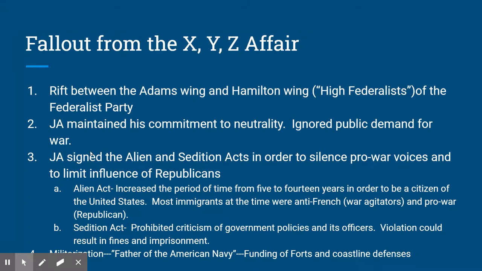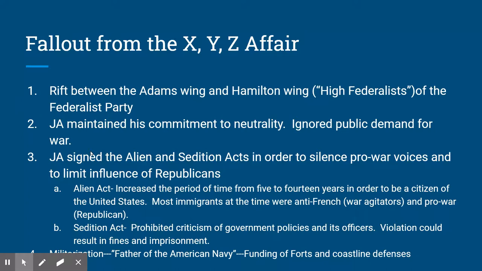He ignored public demands for war, and he even signed, and of course this is going to be the subject of our in-class debate, the Alien and Sedition Acts in order to silence pro-war voices and to limit the influence of Republicans in government. First, the Alien Act increased from 5 to 14 years the amount of time it would take for an immigrant to become a citizen of the United States. Why is that important? Because most immigrants at the time were anti-French. They were war agitators and pro-war.